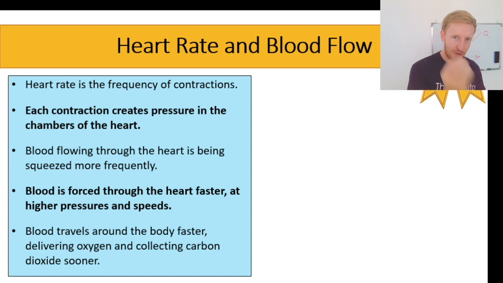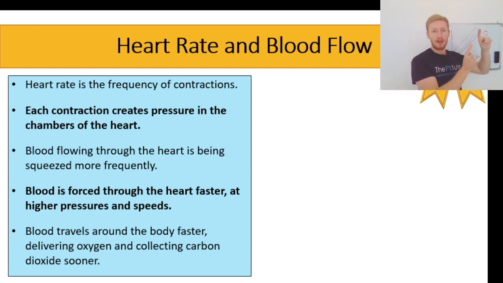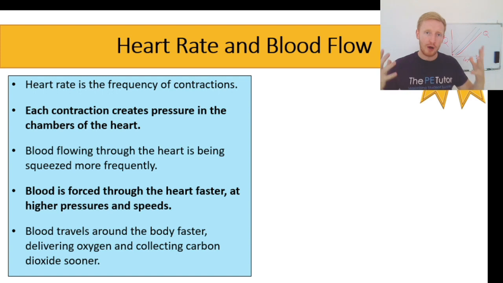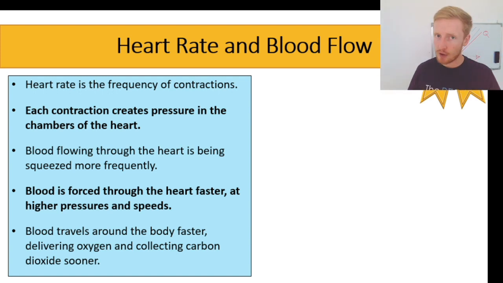And if it's doing that, it's going to get to the lungs quicker, pick up oxygen quicker, get to the muscle quicker, get rid of the CO2 quicker. And our body becomes more and more efficient at delivering oxygen and collecting carbon dioxide.